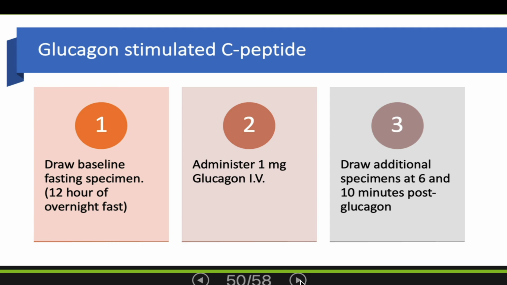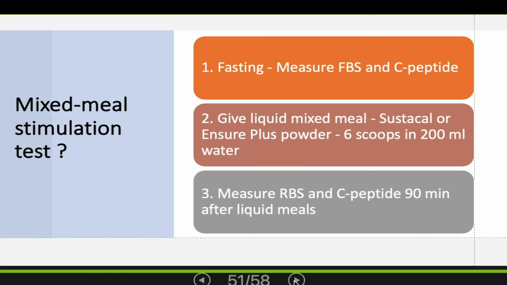Glucagon stimulated C-peptide: now you have glucagon easily available, so you can draw a baseline sample after an overnight fast, administer 1 milligram of glucagon IV, and then after that you take samples 6 minutes and 10 minutes after giving glucagon. So you take a C-peptide sample at 6 minutes and 10 minutes. If you want to take only one sample, you can just take a 6-minute sample, because most of these test results are designed for the 6-minute sample.